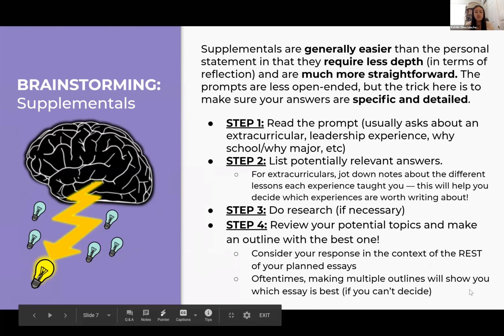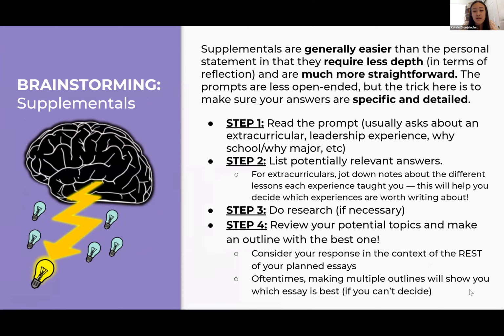And so supplementals are generally easier than a personal statement in the fact that they require a lot less depth. So you don't really need to think as much about those big life questions like, who am I? What do I want to do? They're a lot more straightforward, like, what do you want to study? Why do you want to apply to this school? What's an extracurricular that matters to you?